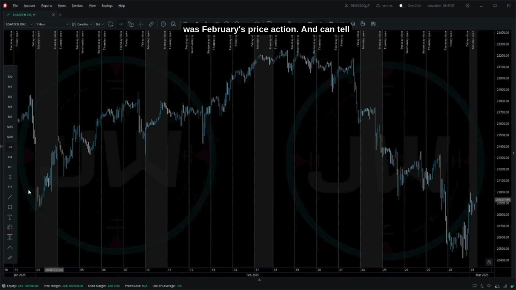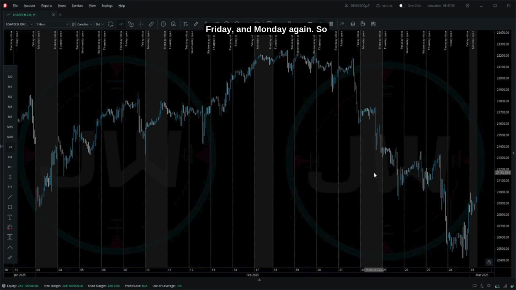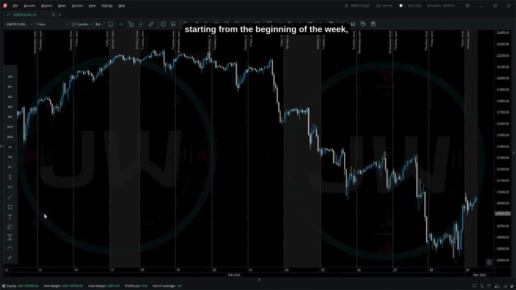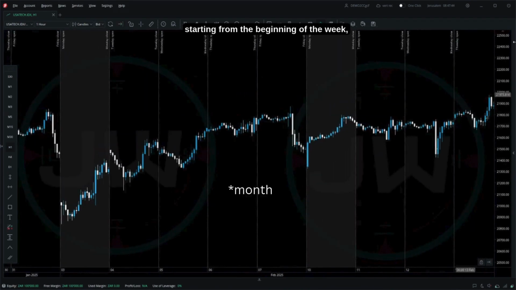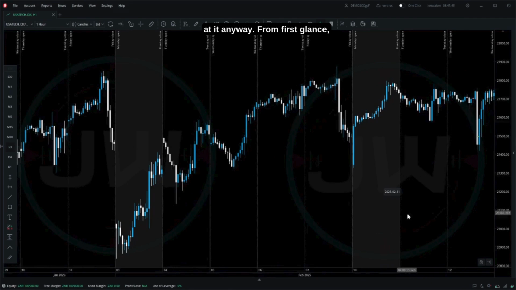This was February's price action, and I can tell you now every single one of these weeks, February had a weekly profile. I've separated each day. You can see the labels on top, and every Monday is highlighted in gray so that we at least know the start of every week. So this is Monday, Tuesday, Wednesday, Thursday, Friday, and Monday again. So starting from the beginning of the week, I didn't trade this week, but we'll look at it anyway.